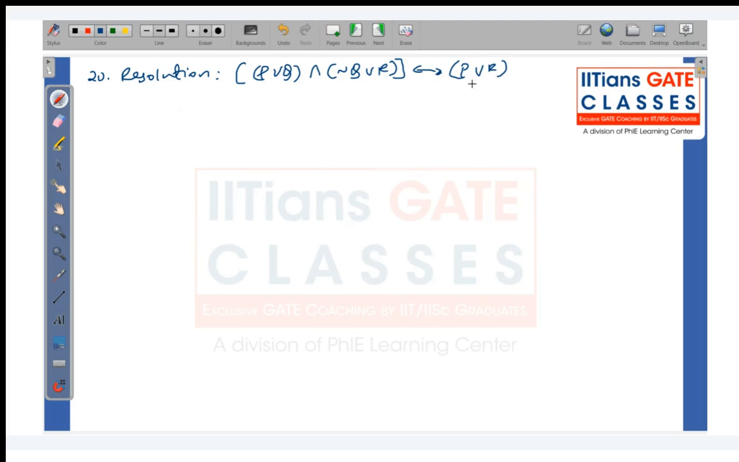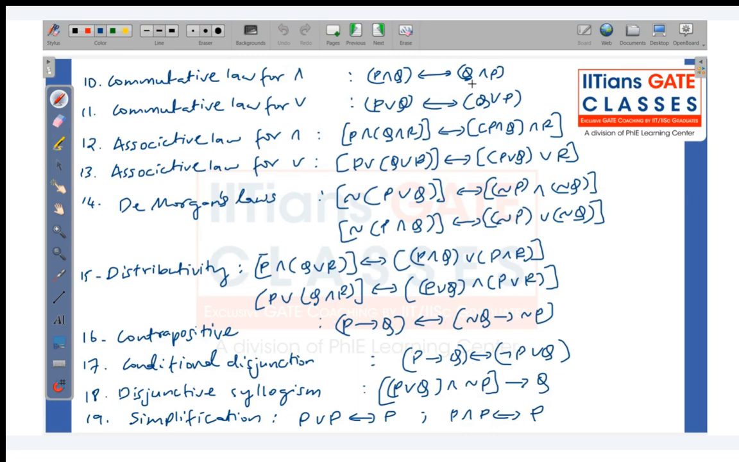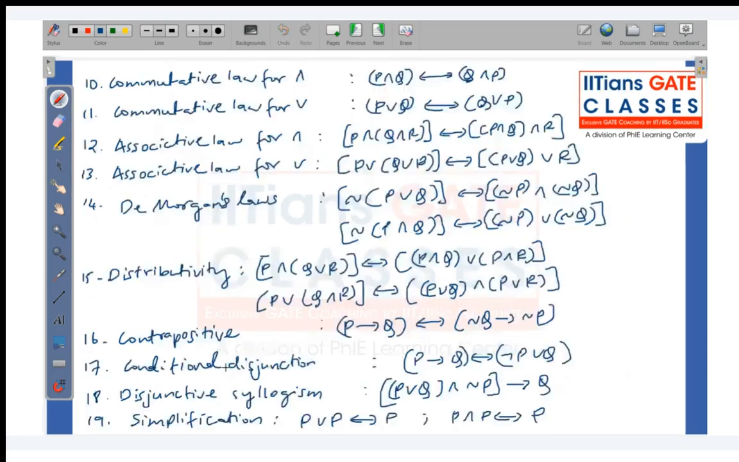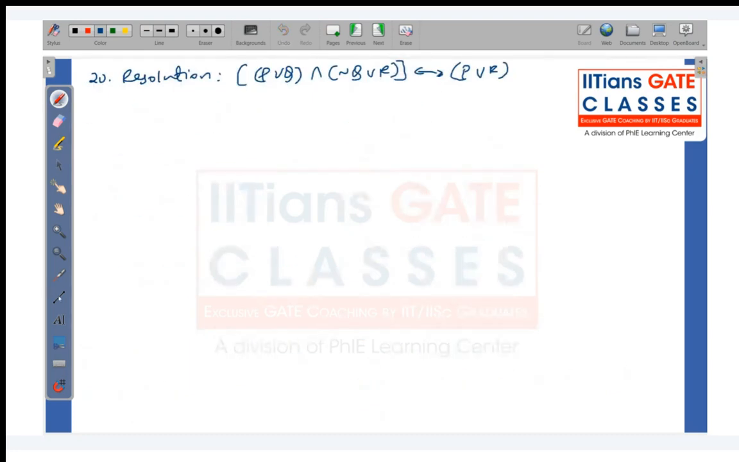I think one thing I forgot to mention. This P implies P or Q is also called addition, the law of addition. Fine. So let me give a couple of notes and we can stop for tonight.